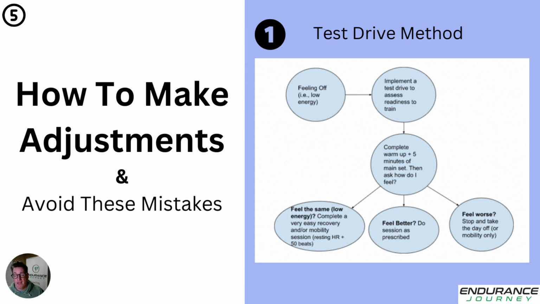The first one is you feel the same, still the same low energy. What you should do in that circumstance is complete a very easy recovery and/or mobility session. Easy meaning, again, zone 1, very conversational, just active recovery, just moving the body. If you're using heart rate, you could use resting heart rate plus 50 beats. So if your resting heart rate is 60, you add 50 beats to that, and the maximum you can go is 110 beats per minute.